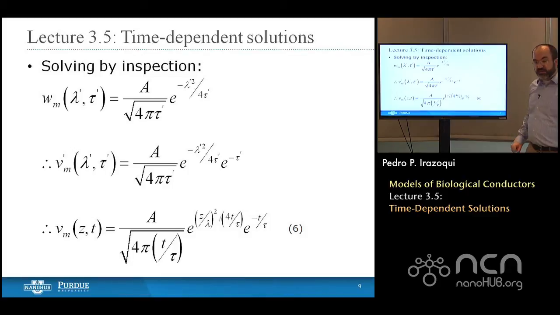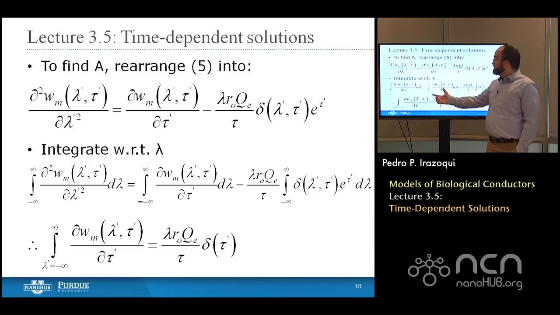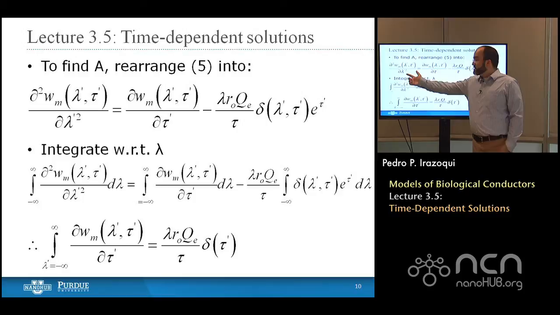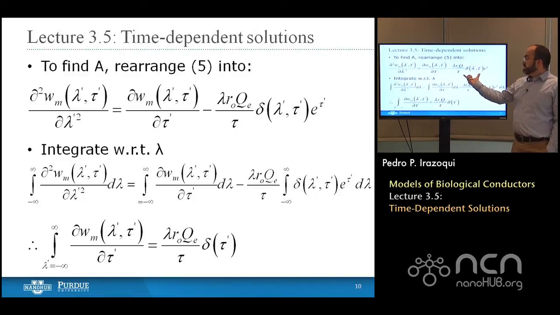And now we need to find A. To find A, we can rearrange our equation 5 as follows. We can say the second derivative of W sub m with respect to lambda squared is equal to the first derivative minus this current term.